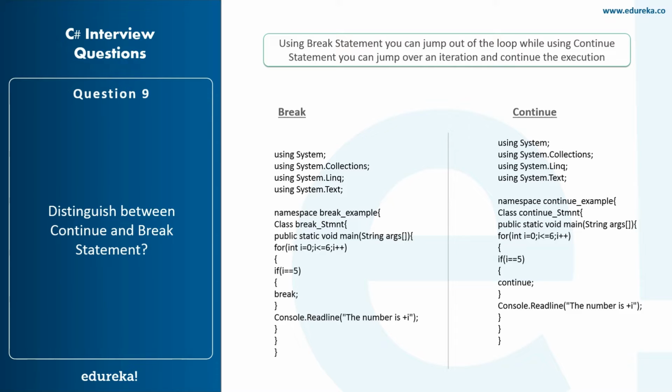Now, when I talk about the break statement, I have just changed the name of the class. So here I have named it break statement, and I'm making use of the same for loop and the same if statement under the for loop. When I write a break statement over here, it is simply going to jump out of this loop and execute the statement which is given, that is the number is plus i. But when I'm making use of the continue statement, it is just jumping out of certain iterations and is again continuing the execution.